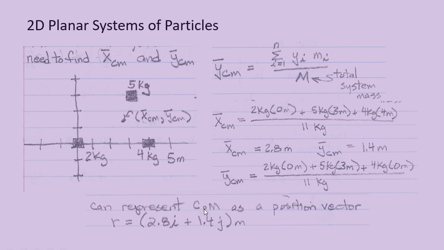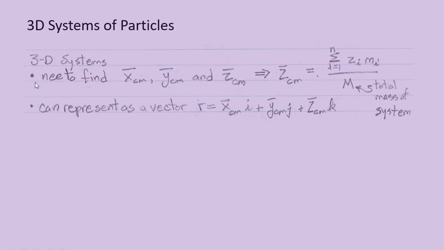We can represent the center of mass as a position vector. So in this case, the center of mass of this system of 3 particles would have a displacement vector of 2.8 i plus 1.4 j, in units of meters. Let's take a look at 3-dimensional systems. For this, we need to find the center of mass along the x-axis, the center of mass along the y-axis, and the center of mass along the z-axis.